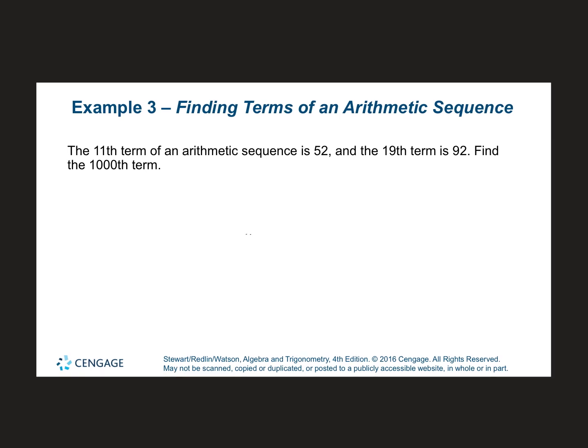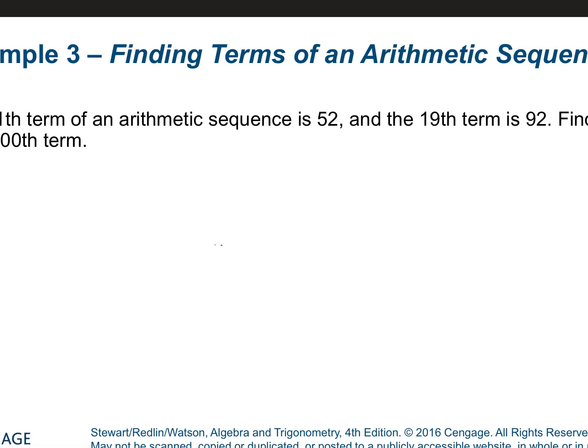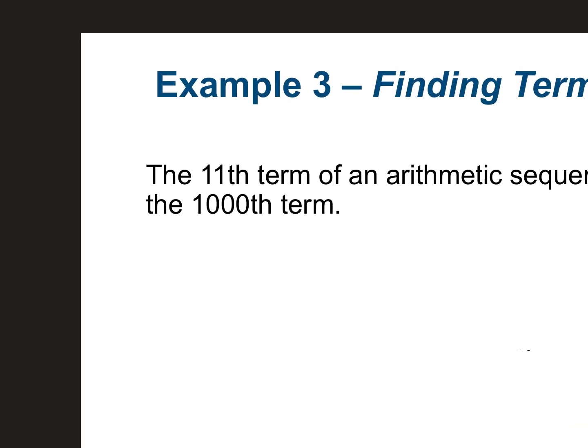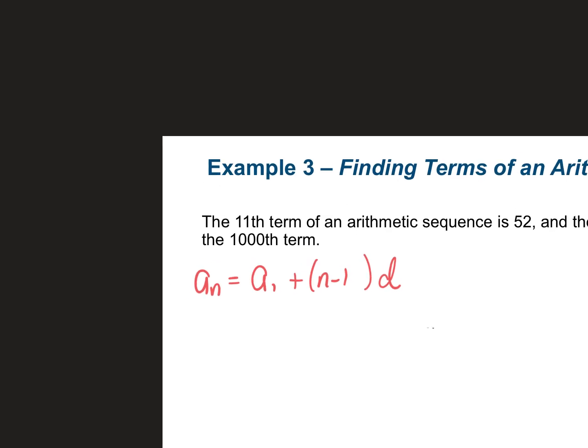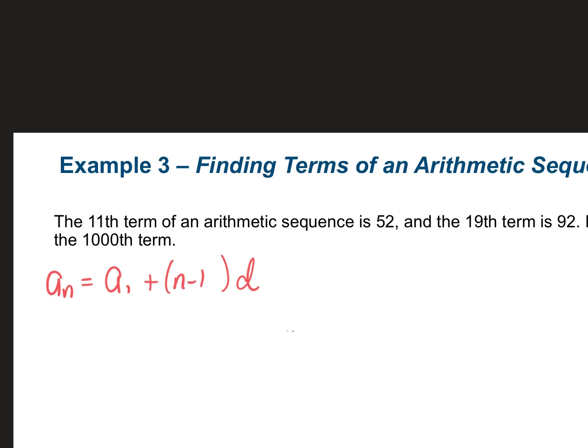All right, here's another type of question that you might see, and we're only going to do this first part today, and then we're going to do the second part on Thursday. When you're given certain terms and you're asked to find the 1,000th term, we have to find the rule: a sub n equals a sub 1 plus n minus 1 times your common difference. So let's see what we have. The 11th term is 52, and the 19th term, so 11, 12, 13, 14, 15, 16, 17, 18, 19, is 92.